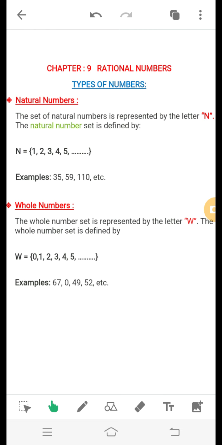Rational numbers. What are rational numbers? Any number that can be written in the form of p upon q, where q is not equal to 0. The ratio of one number over another number is known as a rational number. We represent rational numbers by capital Q. Just like 7 upon 2, 10 upon 3, these are all rational numbers because they are in the form of p divided by q.